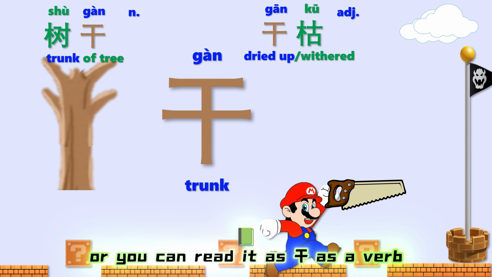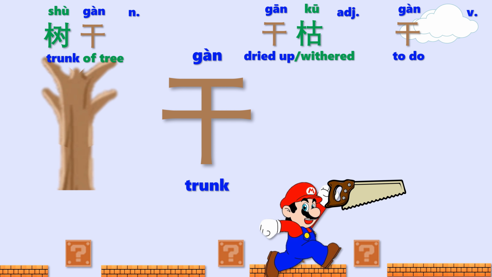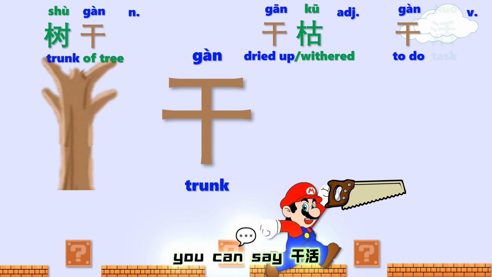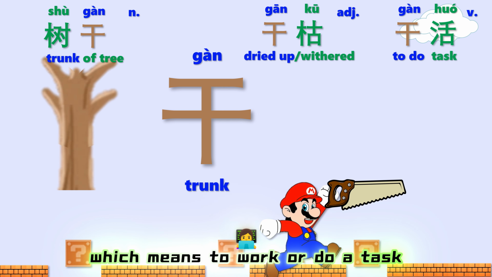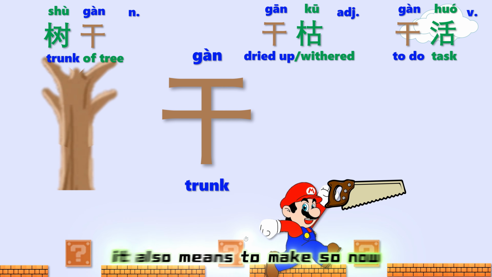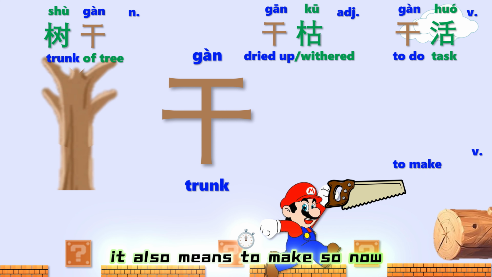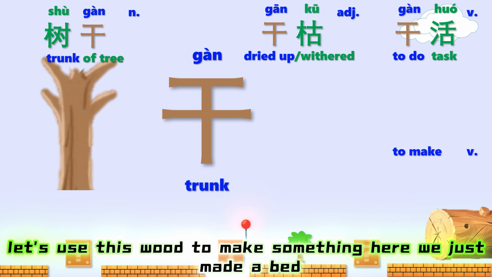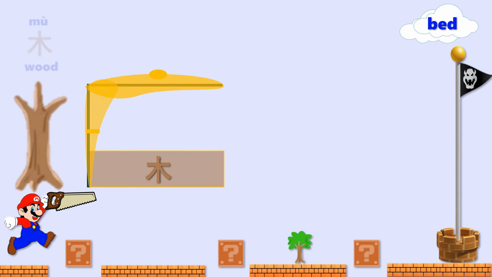Or you can read it as 干 as a verb. It means to do. For example, you can say 干活, which means to work or do a task. It also means to make. So now, let's use this wood to make something. Here, we just made a bed.